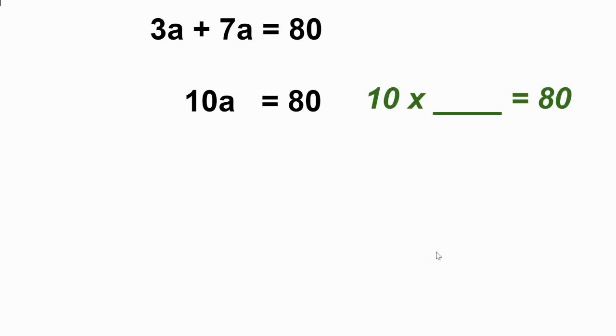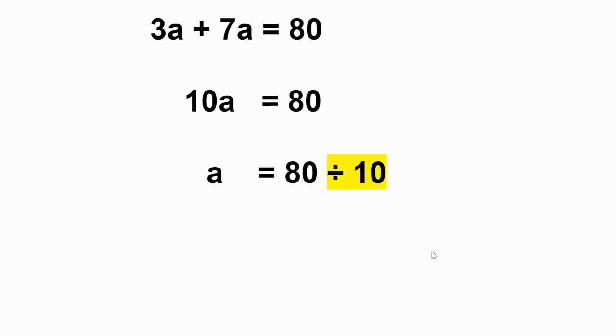And remember that 10a equals 80 simply means 10 times what number equals 80. And remember, to solve these types of equations, we do the opposite. So the opposite of multiply is divide. So in order to find a, we have to divide 80 by 10, and a equals 8. And that's our solution. Right? We combine like terms, and then we use our knowledge about equations to continue the process and solve for a.